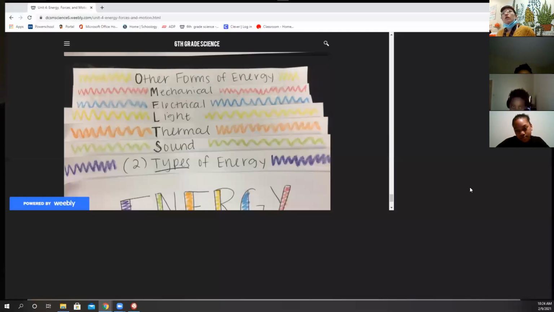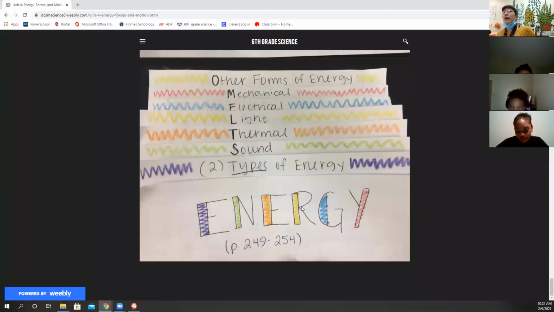All right, on the front, do me a favor. I want you to label yours just like this. It doesn't have to be as colorful. I just put those colors there so that you know the difference between each tab.